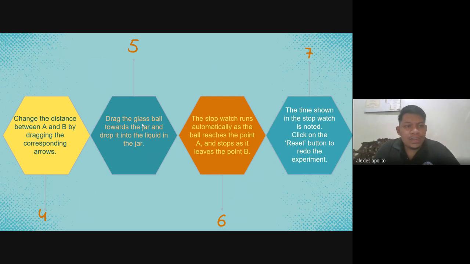And then we need to change the distance between A and B by dragging the corresponding arrows. Fifth is that we need to drag the glass ball towards the jar and drop it into the liquid in the jar. Sixth is that we need to stop the watch. The stopwatch runs automatically as the ball reaches the point A and stops as it leaves the point B. Next, the time shown in the stopwatch is noted. Click on the reset button to redo the experiment.